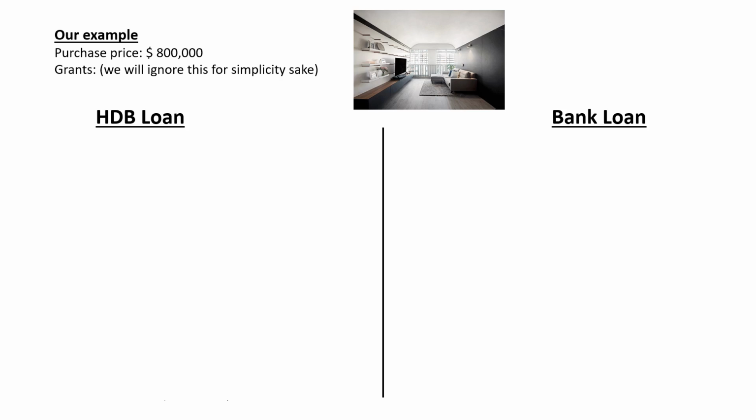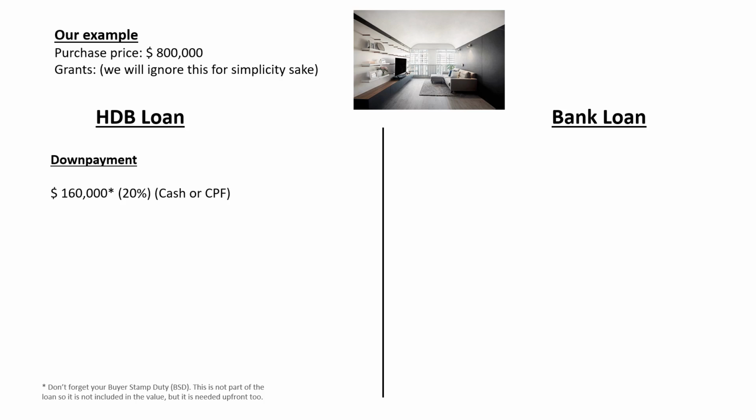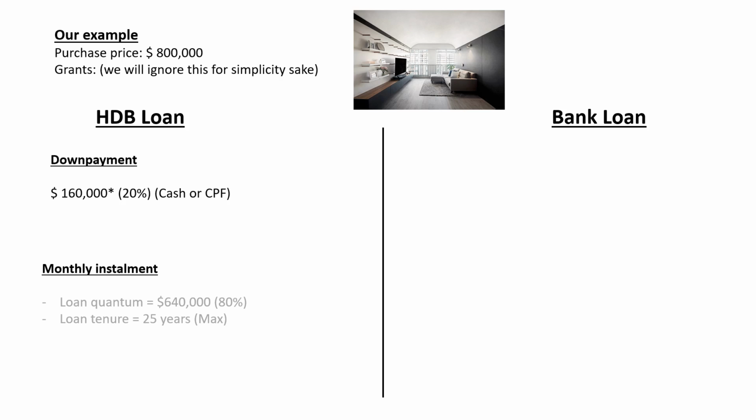down payment. If you are taking a HDB loan, your minimum down payment will be 20%. This will be $160K, and it can be paid in either cash or CPF. If you stick to the minimum down payment of 20%, your loan to value will be 80%, and that means your loan quantum will be a total of $640K. If you take the maximum tenure, which we will use in this example, that will be 25 years for a HDB loan. With an interest rate of 2.6%, your monthly mortgage would come up to be $2,903.